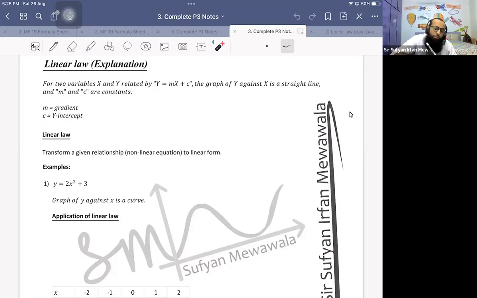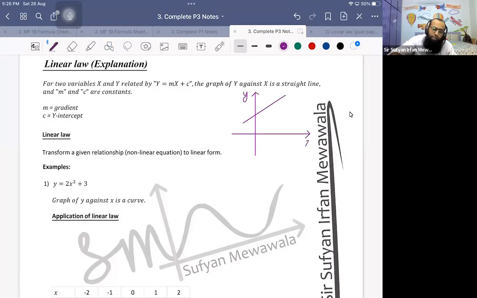In y equals mx plus c, just recall that x and y were the variables and m and c were the constants. What was m? M was the gradient of that straight line. What was c? C was the y-intercept. Just to recall, what is the y-intercept? The point where the line intersects the y-axis is known as the y-intercept.